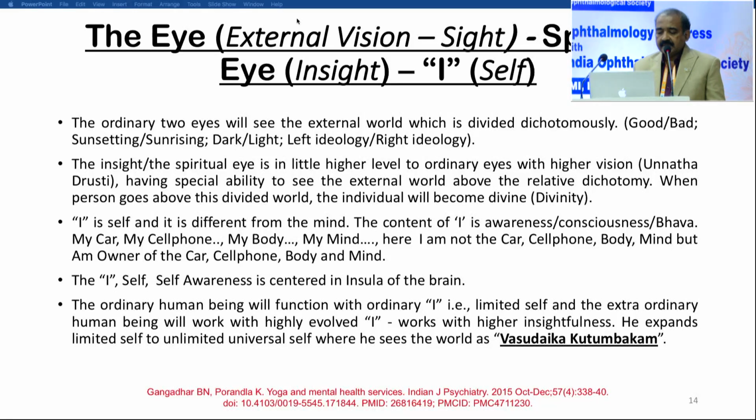I is self and it is different from the mind. The content of I is awareness, consciousness and bhava. The I, that is self-awareness, is centered in the insula of the brain. The ordinary human being functions with the ordinary I, that is the limited self, and the extraordinary human beings work with a highly evolved I, with higher insightfulness.